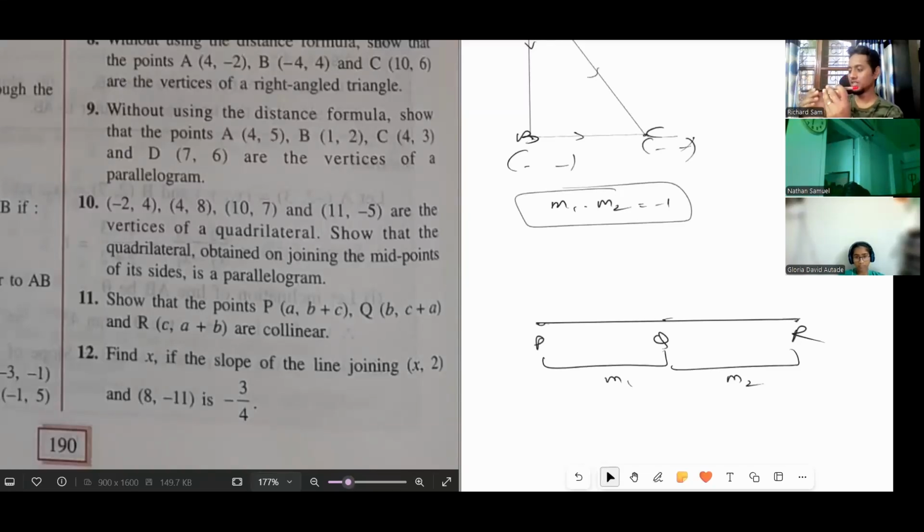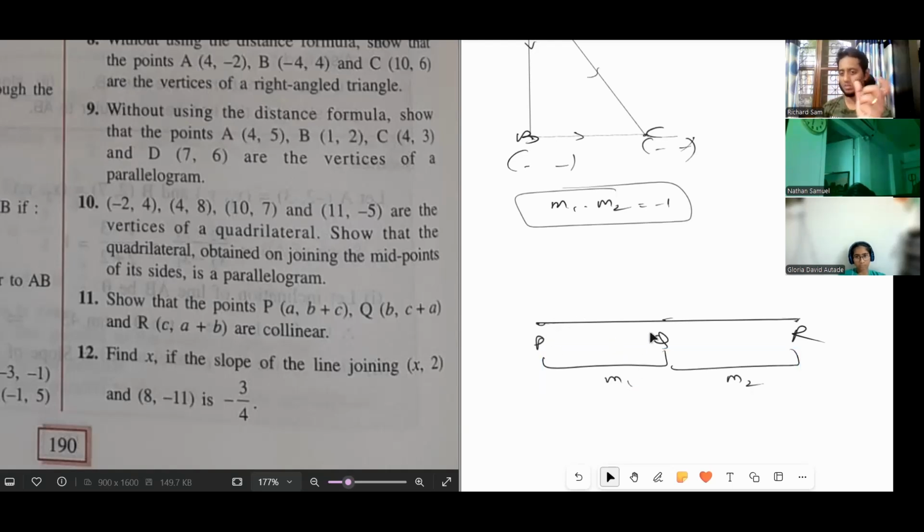So how will we prove they are touching? Point Q is the common point between PQ and QR. So we don't have to prove that they're touching, because the point Q is a common point. We just have to show that M1 is parallel to M2. Since M1 and M2 are equal and Q is a common point, therefore P, Q, R are on the same line. Okay. What if there were four points P, Q, R, S?